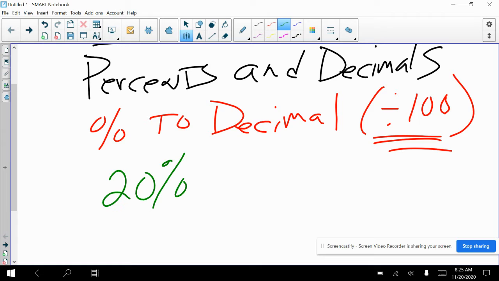So if you have 20% and they want you to change that into a decimal, where is the decimal point on 20%? Okay, it's actually right here. This is what it really looks like, right? Again, we don't write that because that looks funny. But that's actually what's going on.